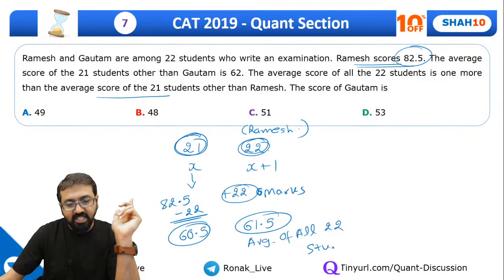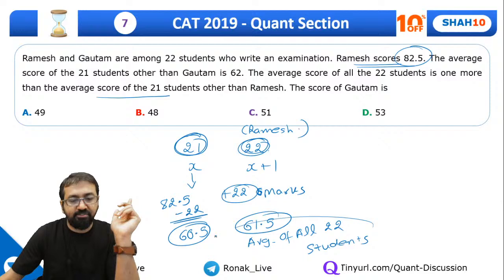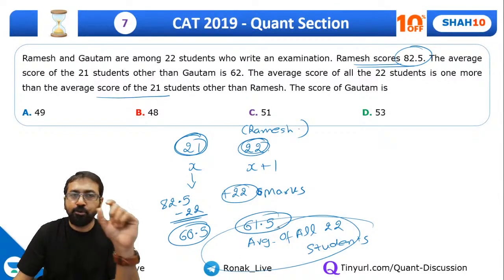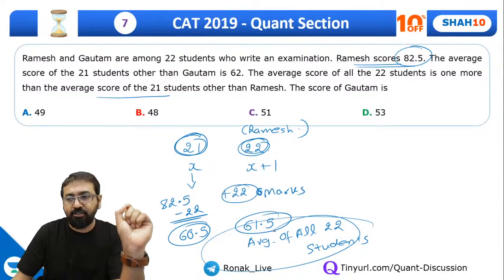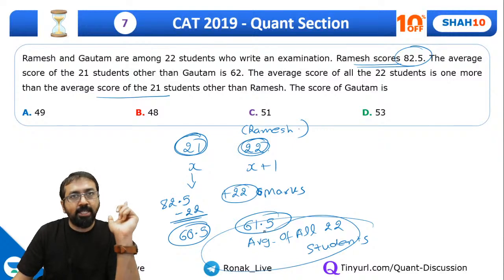Have you all understood this thing? How did I get this 61.5? Everyone? Have you understood this? How did I get the 61.5? Show me a thumbs up quickly.